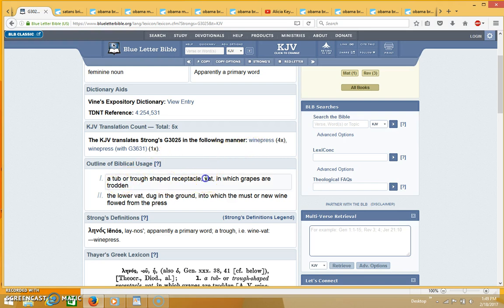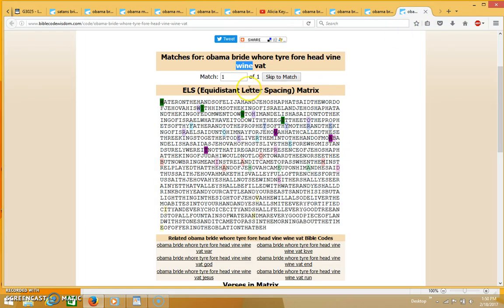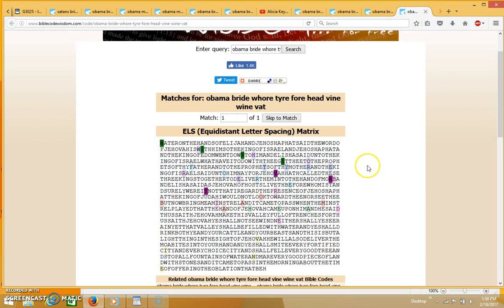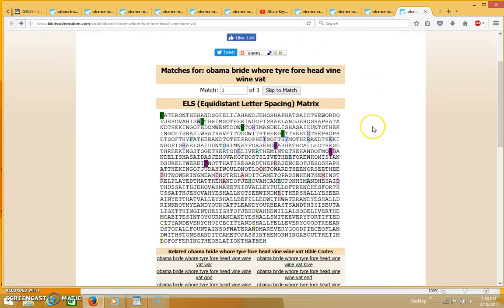You see that over here. That's what a wine press is. It's a tub or trough shaped receptacle, a vat in which grapes are trodden. And so the word vat comes up, and I believe the word tub comes up also. I'll go ahead and try that just to be sure. Okay, so tub comes up as well, but I'll go over the first one first.